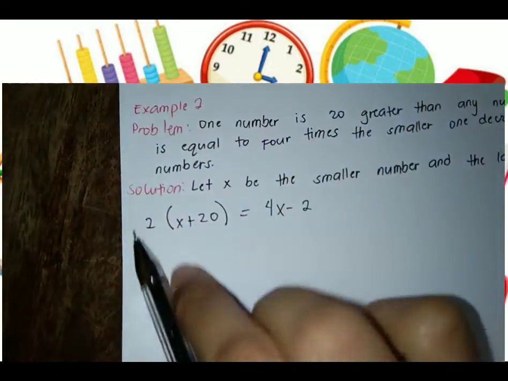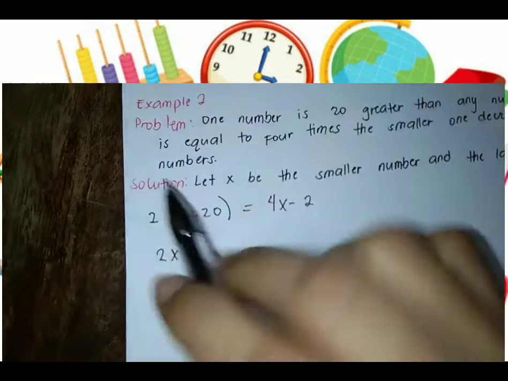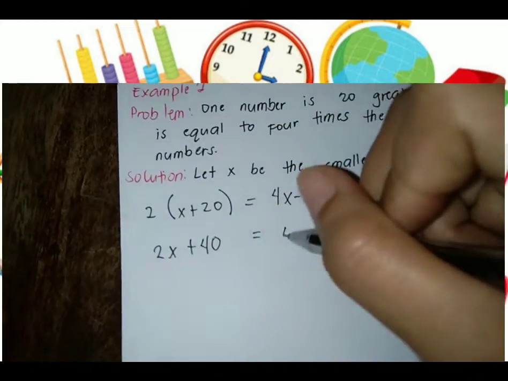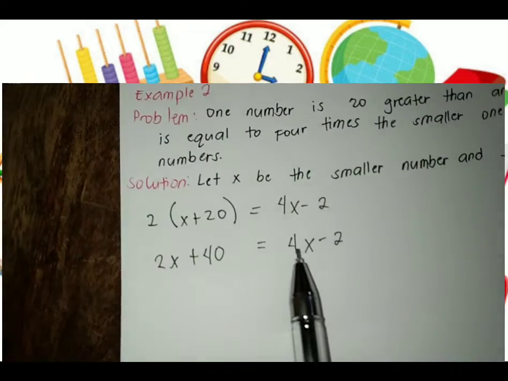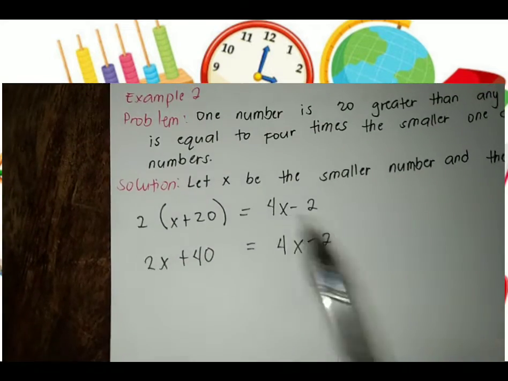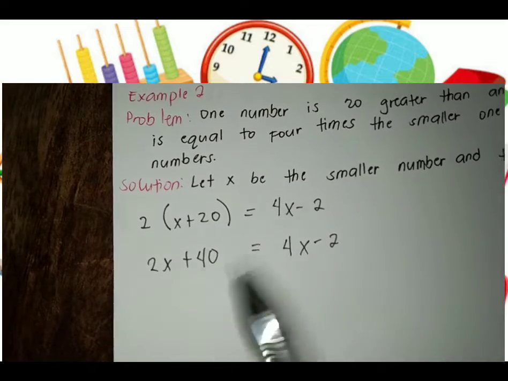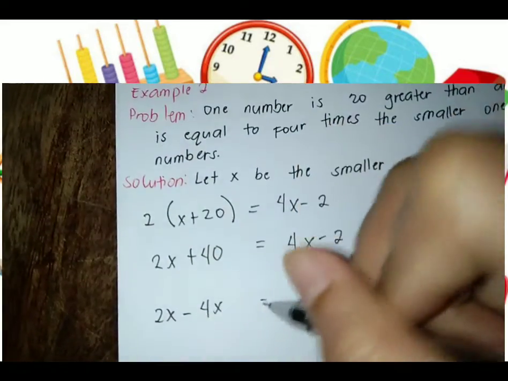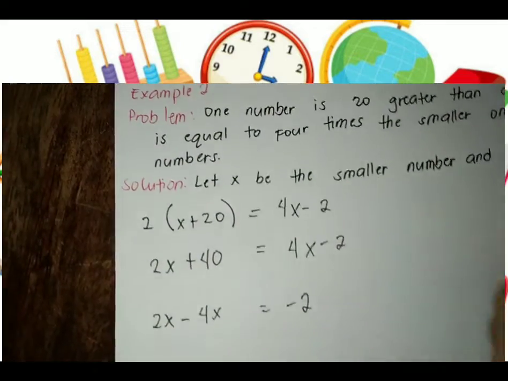Okay, so we are going to simplify it. 2 times x is equal to 2x. 2 times 20 is equal to 40. Now we are going to transfer the 4x into the left side. Okay, so 2x minus 4x is equal to negative 2. Now we are going to transfer the 40 into the right side.